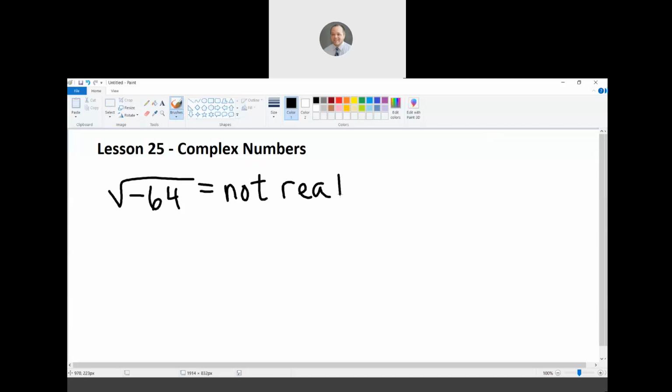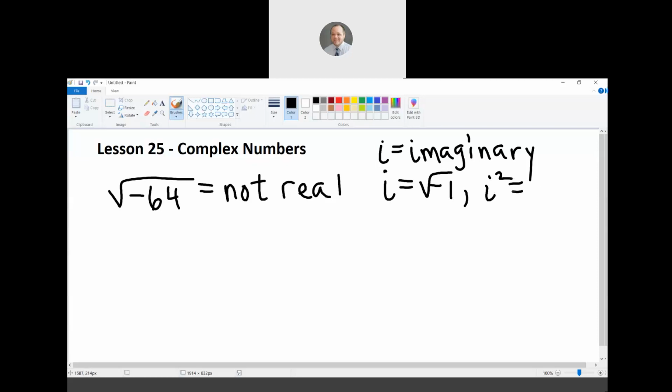Let me introduce the letter i. The letter i stands for imaginary. And i is equal to the square root of negative 1. And another value you need to know is i squared is actually negative 1.